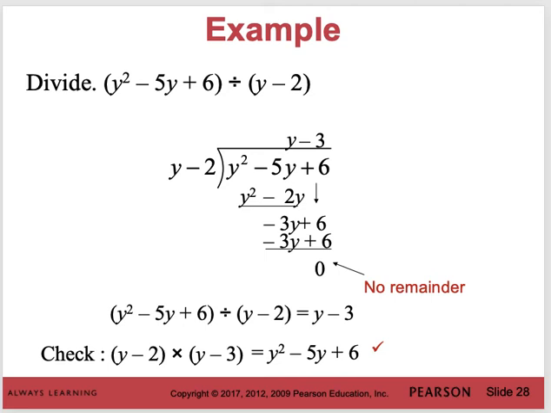And then here's just one more example, going through those same steps of division and breaking it down to find a remainder or no remainder. In this case, this example has no remainder, so our final answer would be y minus 3, and we can replace that in and check and make sure that our answer does make sense. Does y minus 2 times y minus 3 equal y squared plus 5y plus 6? And yes, it does.